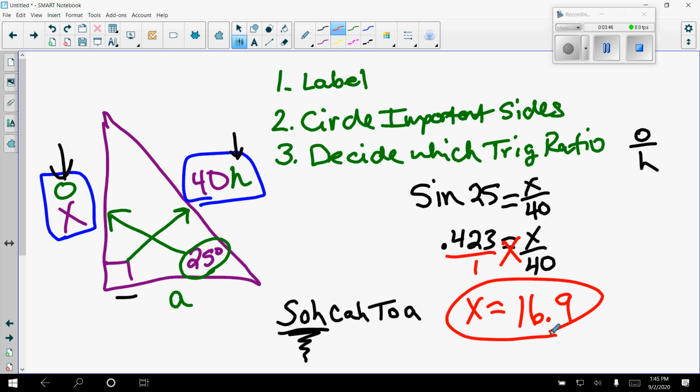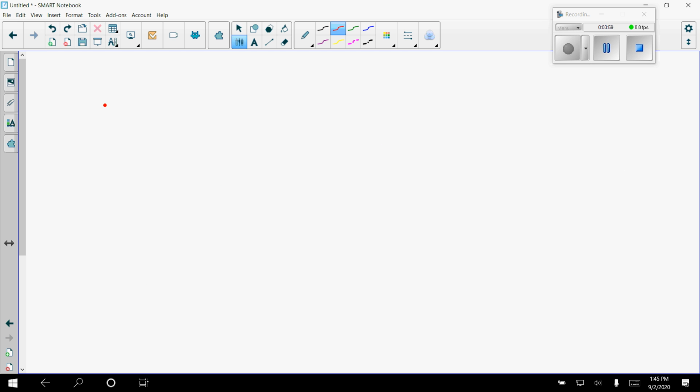Okay. Now, notice here the x was on the top. Your unknown could be on the top, could be on the bottom. If it's on the bottom, which I'll do next, it does involve one more step. Okay. So we'll get to that. So let's look at another example here.